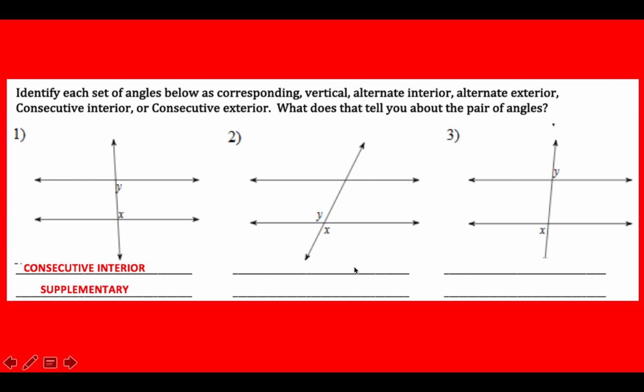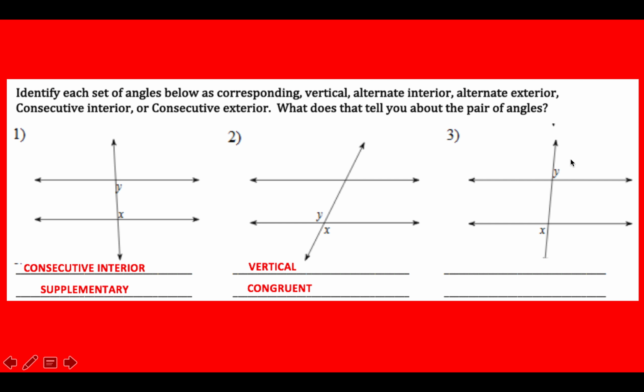For number 2, they are alternating which side of the transversal they are on. One is interior and one is exterior. So they're going to be vertical. They're vertical to each other in between the one parallel line and the transversal. We know that these are congruent because they are going to be the same degree.